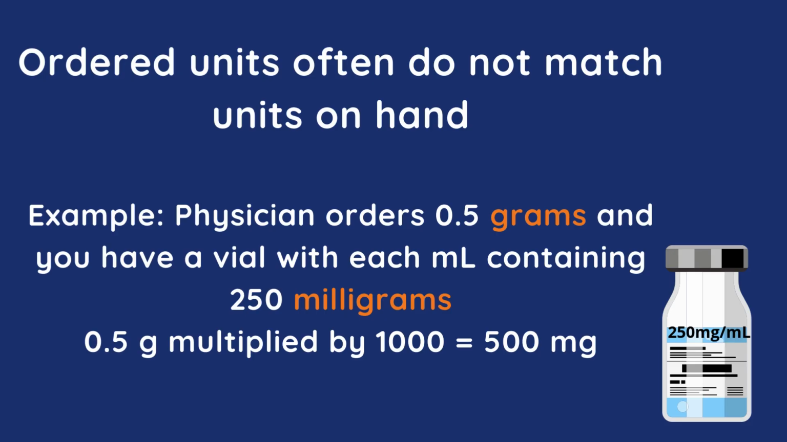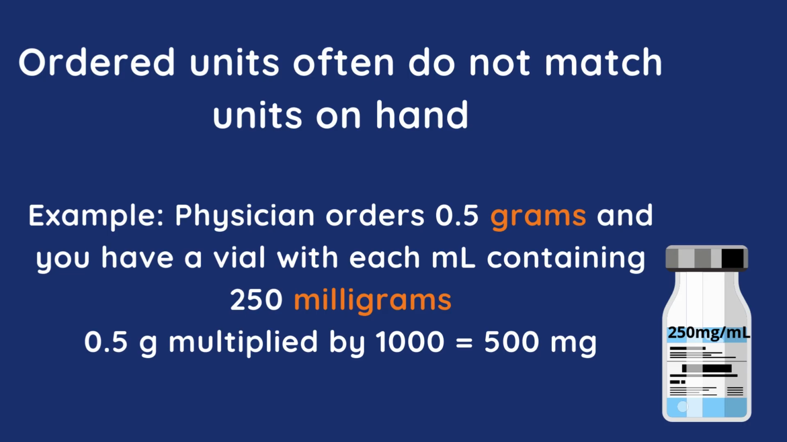So the issue is, why do I need to know the different parts of the metric system and how to convert that? A lot of times the ordered units often do not match the units on hand. So what the doctor ordered, I might not have that exact conversion available. For example, this problem says the physician orders 0.5 grams and you have a vial with each milliliter containing 250 milligrams. I got to be able to make both of these the same. So either I convert them both to milligrams or both to grams.